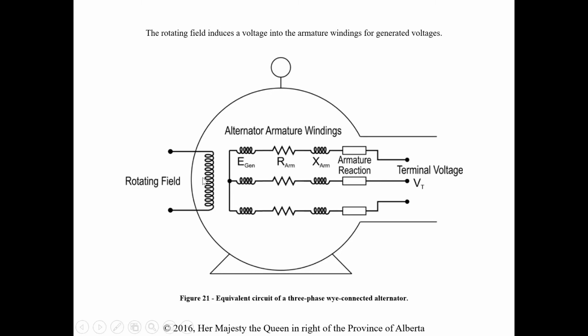So here's our rotating field. Here's the E-gen portion of it. Again, this is for each winding here. We'll look at it per winding, per armature winding. This terminal voltage, think of this like a phase voltage, because these are like our three phases that are stationary, while we have our magnetic field spinning around, inducing a voltage in them.